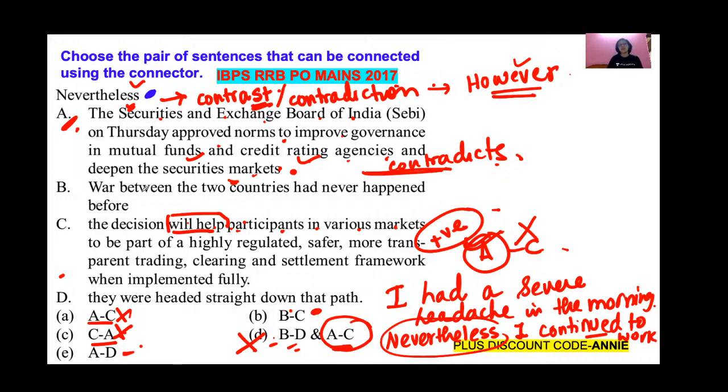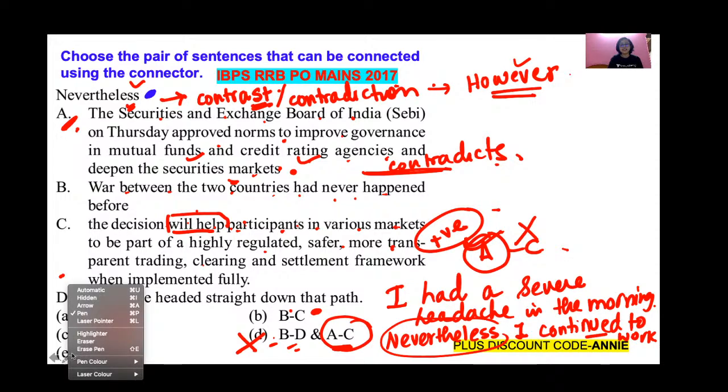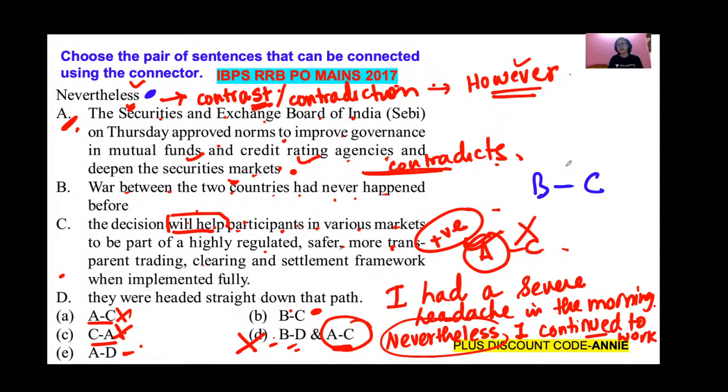If we can connect BC. War between the two countries had never happened before. The decision will help participants in various markets to be part of a highly regulated, safer and more transparent trading. So here your sentence B talks about war and your sentence C talks about trading. So both are completely unrelated. B and C, these two sentences are completely unrelated, so you cannot connect them. You cannot connect two unrelated sentences. B talks about war and C talks about trading. That's why B, C is also wrong.